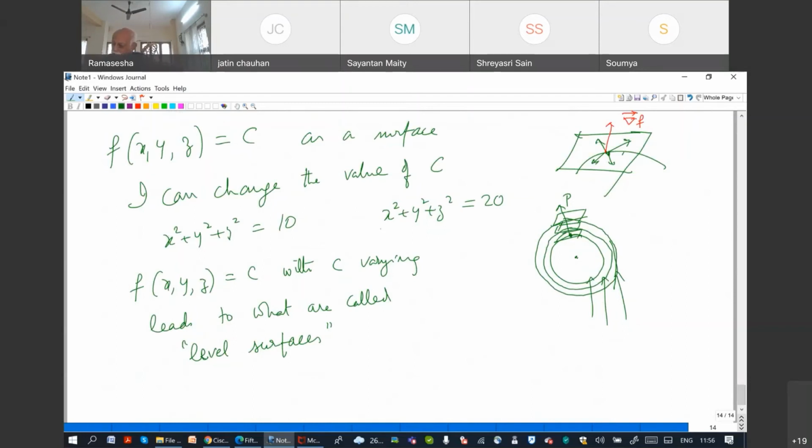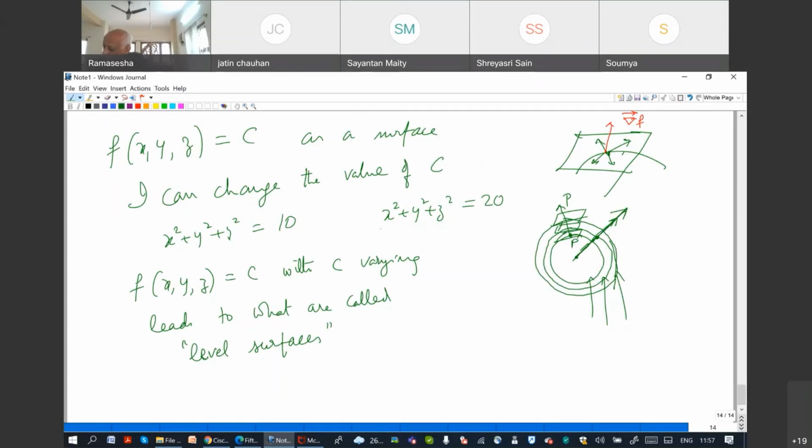I have got some particular point P on this one. In the second case, I have a different value, x squared plus y squared plus z squared equal to another value. But what I'm saying is that the moment you take this grad f and extend it from the origin all the way through, all the surfaces that intersect this grad f intersect at right angles. Do you follow what I'm saying?